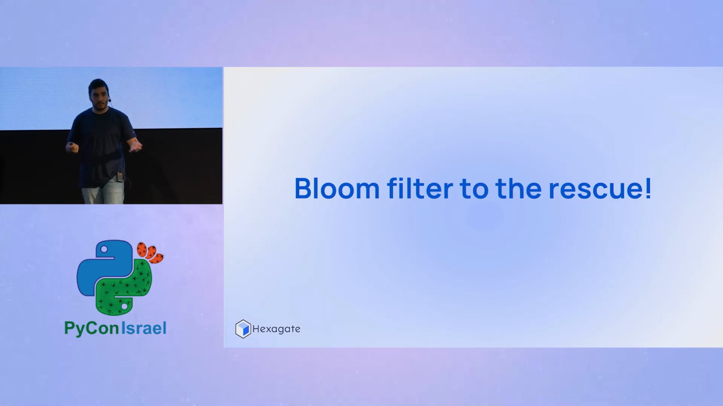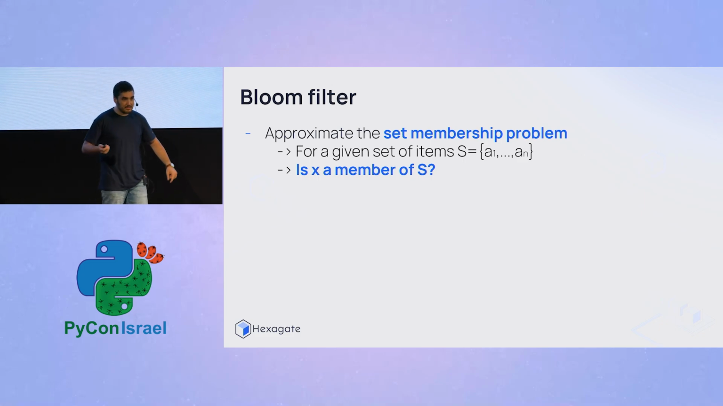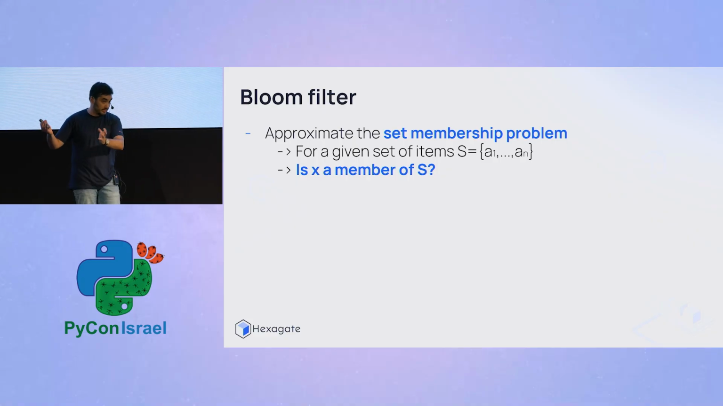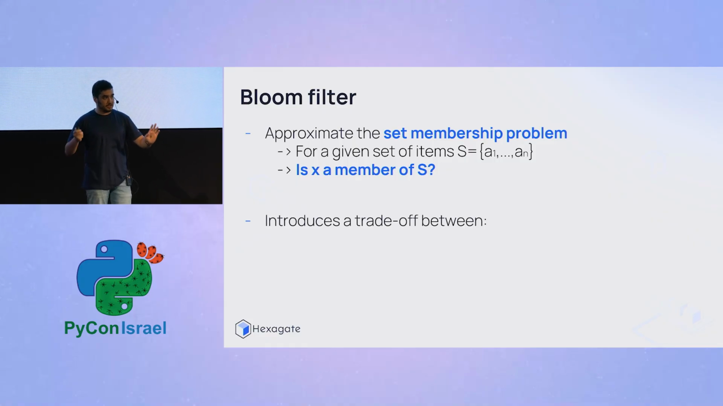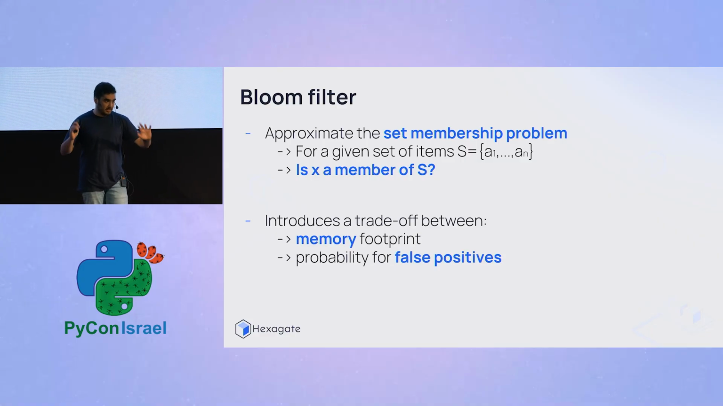So this is where the Bloom filter comes to the rescue. So a Bloom filter introduces kind of a different approach. It approximates the set membership problem. The set membership problem, of course, is if we have a set of items, or the monitored addresses in our case, the monitored addresses by Hexagate, we want to get another item, another address from the transaction, and see if it belongs to the set, right? Pretty simple. And a Bloom filter introduces a trade-off between the memory footprint and the false positive rate. Now, I know that sounds concerning, but we'll get right into what the false positive actually means.